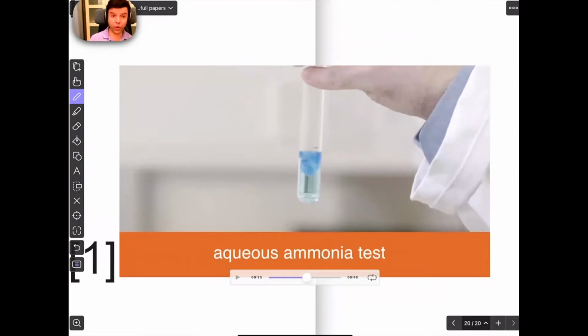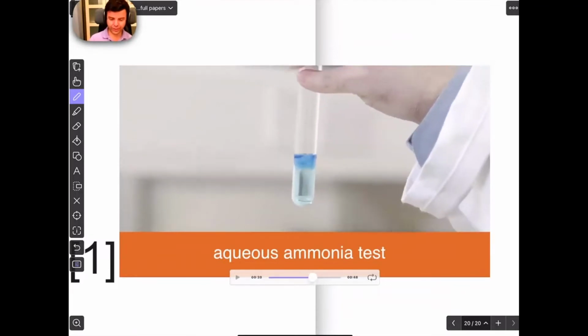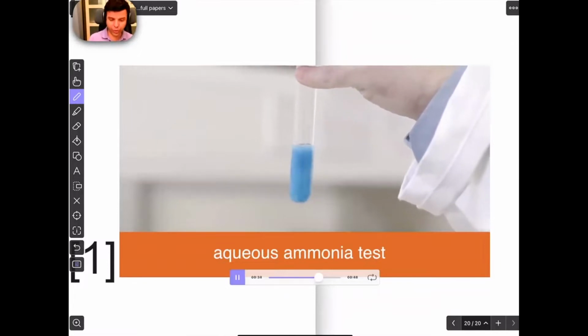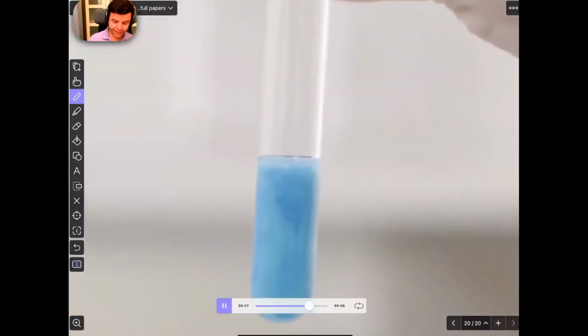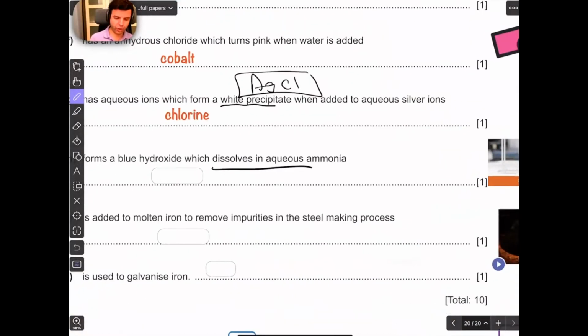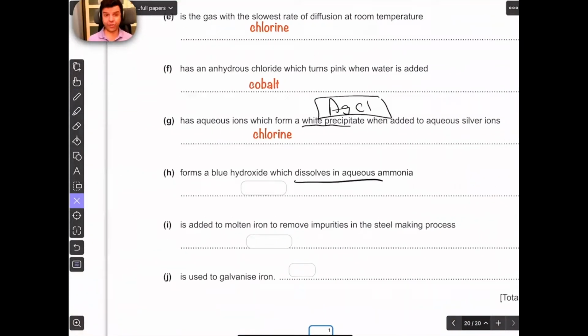Copper ions form a blue precipitate, right? If you add excess ammonia to it, what happens to that blue precipitate? It dissolves and forms a dark blue solution. So again, blue alone would be enough to realize that they're asking you about copper.